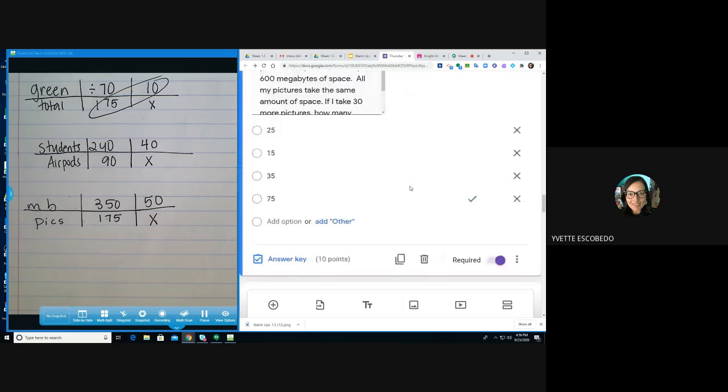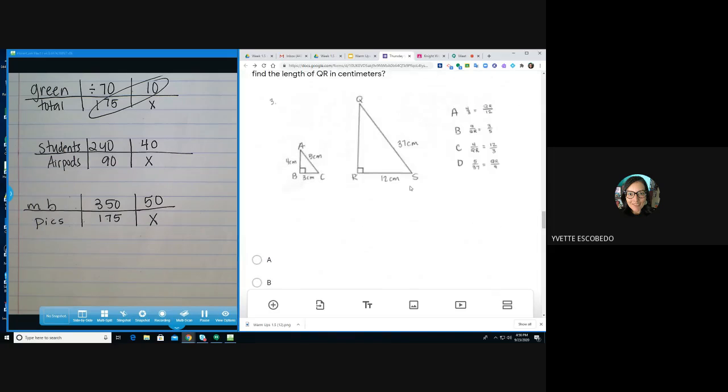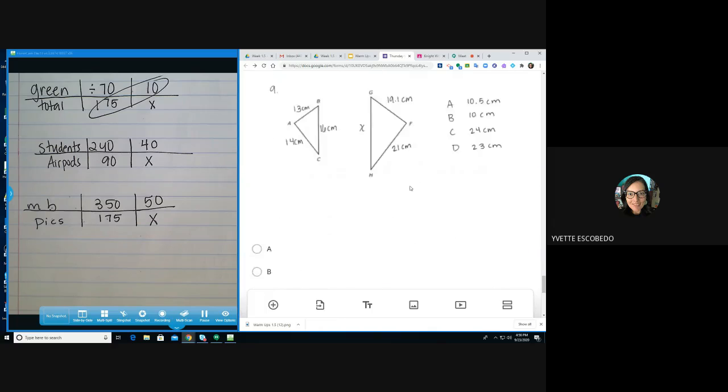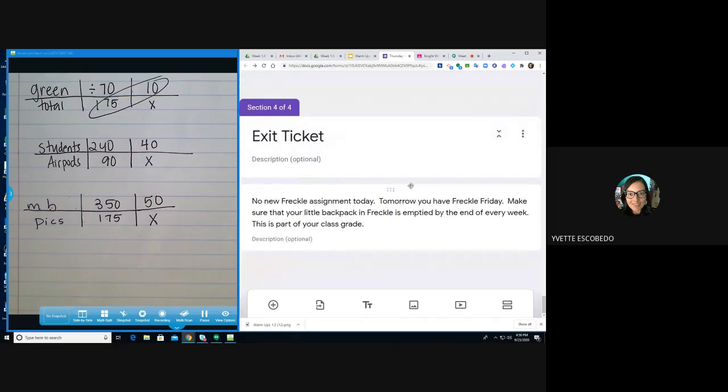At the bottom, you have some that look like yesterday. And then today you do not have a Freckle assignment. Tomorrow you have a Freckle Friday. So make sure that your little backpack in Freckle is emptied by the end of every week. This is part of your class grade. So make sure you are emptying that little backpack out in Freckle every week. You will have an assignment in Freckle for Friday this week. So don't forget to check that.